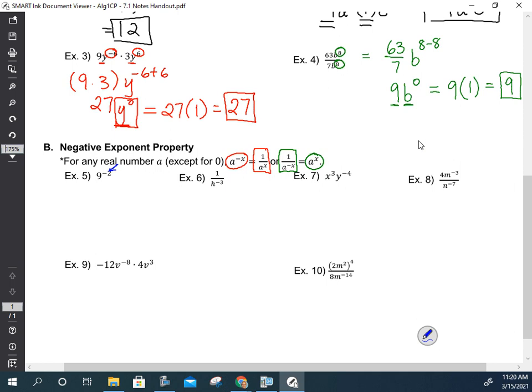Since there is nothing in front of the 9, you're going to rewrite it as 1 over, keep the 9, but instead of a negative 2, you're going to make it a positive 2. 1 over 9 squared.